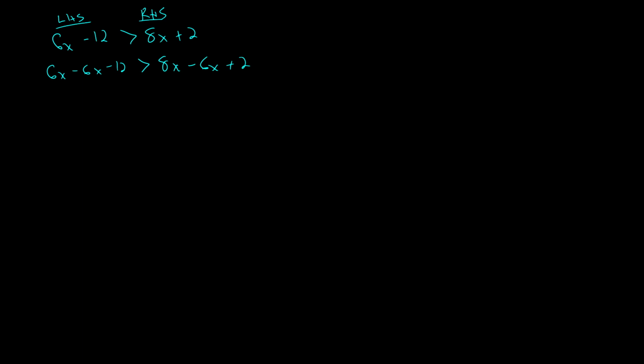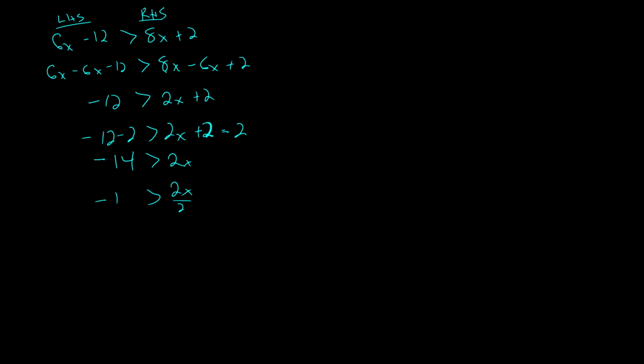And so 6x minus 6x goes away, and I get negative 12 is greater than 8x minus 6x, which is 2x. So now I'm going to subtract 2 from both sides. And that's going to give me 2x is less than negative 14. I'm going to divide both sides by 2, and I'm going to get x is less than negative 7.